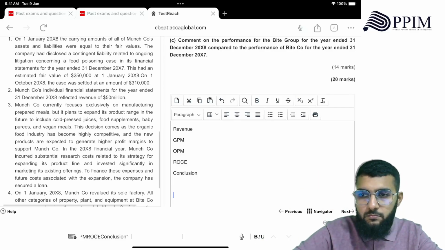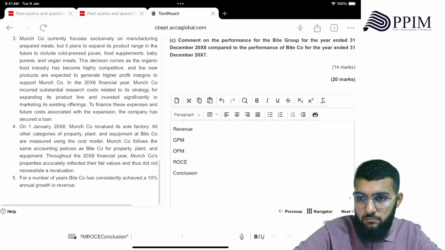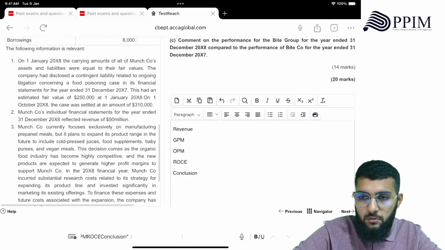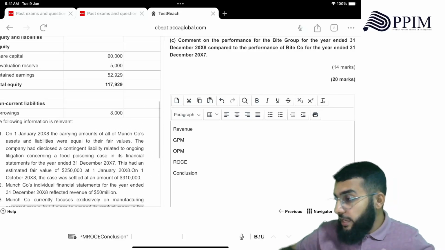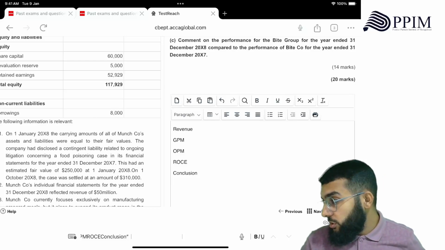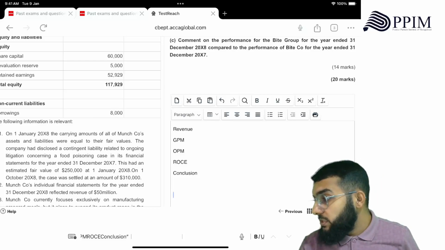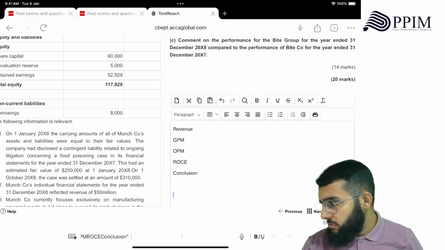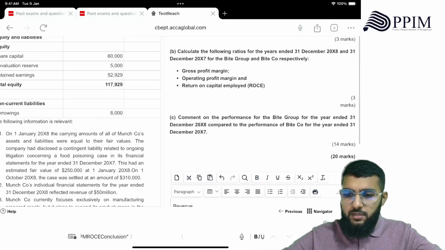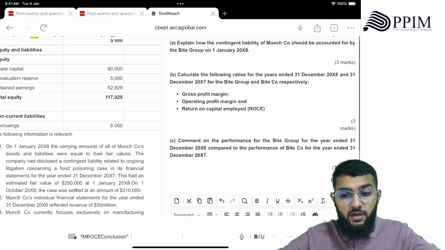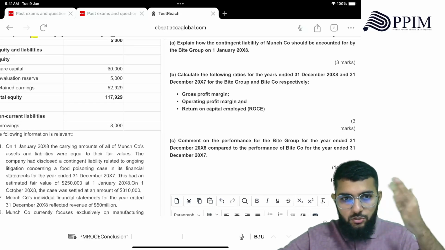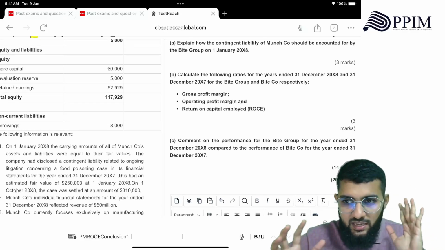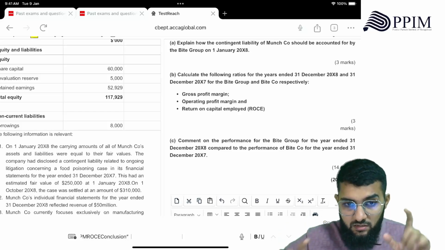So how do they mark? Interpretation is getting you around 10, 11, 12, 14 marks. So 14 marks there, and 3 marks for calculation of ratios. You're getting 3 marks there. That's very easy, no? Calculation of ratios, that's very easy. But I mess up on that side.